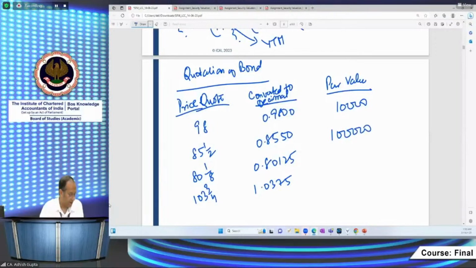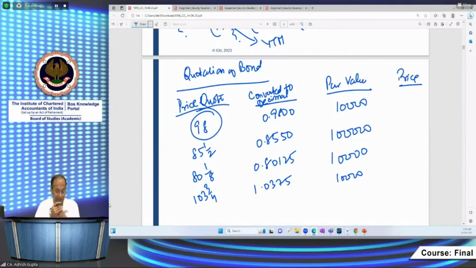Now it is a say par value. So student, now you see what is the prices. So normally what we do, it is denominated on the basis of assuming 100 face value.